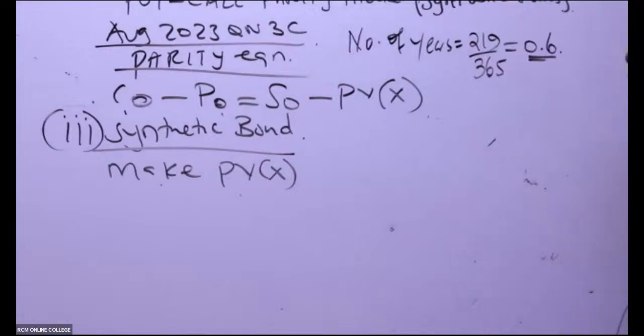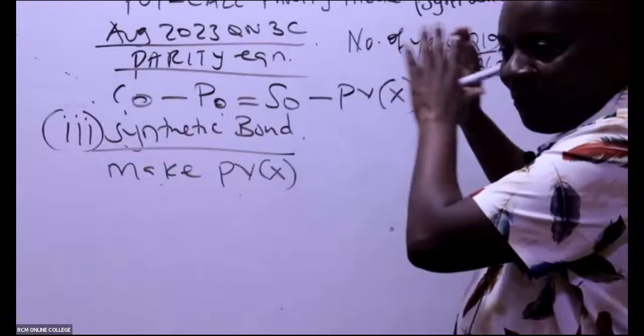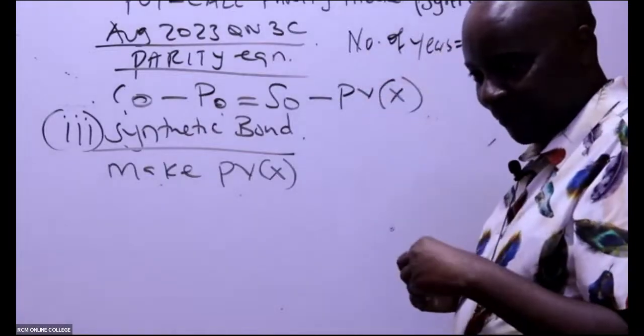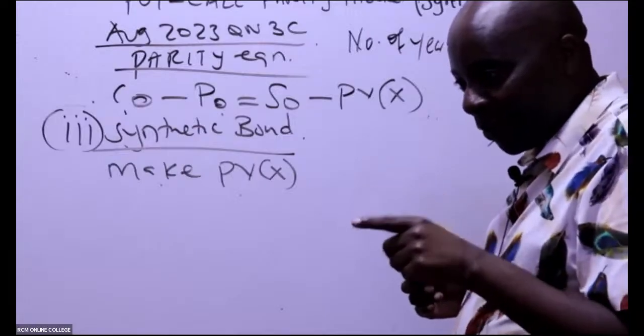So make PV the subject of the formula. Do we have a ninja who has been able? Remember, you're going back to the parity equation. Let me see how they'll be able to make PV the subject of the formula.